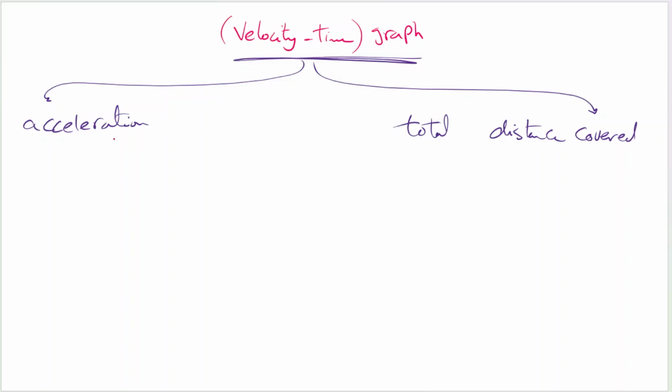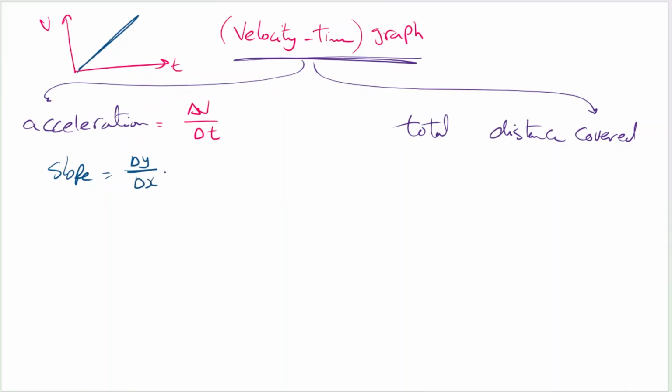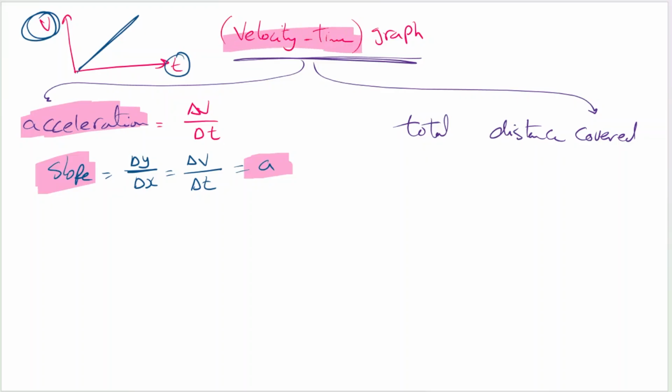If we need to calculate the acceleration, acceleration is equal to delta v over delta t. And since you have a velocity time graph, if you calculate the slope, it will be equal to delta y over delta x, y meaning the y-axis and x meaning the x-axis. The physical quantity which is drawn over the y-axis is v, and that on the x-axis is t. So the slope is equivalent to the acceleration. So if you want to calculate the acceleration and you have a velocity time graph, you just calculate the slope. Done.